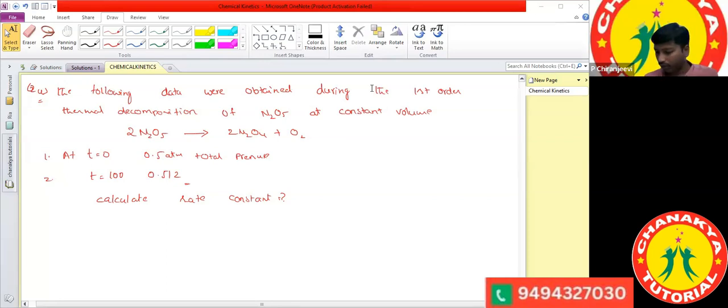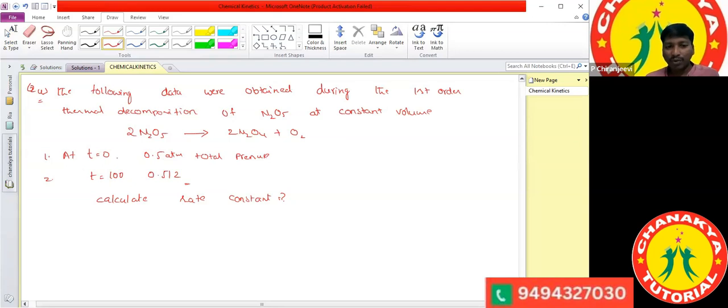Okay. Now, let us see here. So I gave some questions. What is the question? The following data were obtained during the first order thermal decomposition of the N2O5 at constant volume. Okay. So here they had given some options. Here they had given a chemical reaction and they're asking to calculate the rate constant. How can we calculate the rate constant for this reaction?